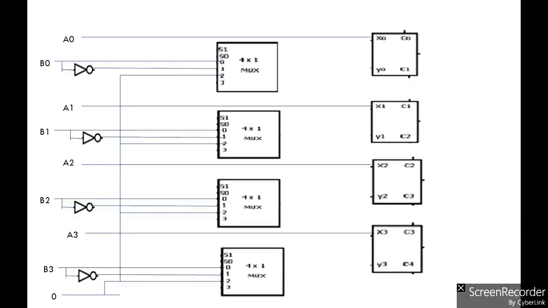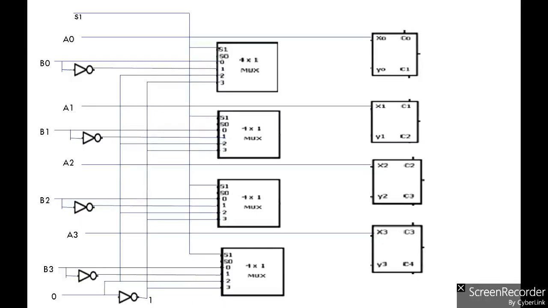After that, 0 will be applied to all the multiplexers' second line input and 1 will be applied to all the third input line of all the multiplexers. Now apply selection line S1 to the S1 input line of all the multiplexers and selection line S0 to the S0 input line of all the multiplexers. Here S0 and S1 both are the selection lines to the multiplexers.